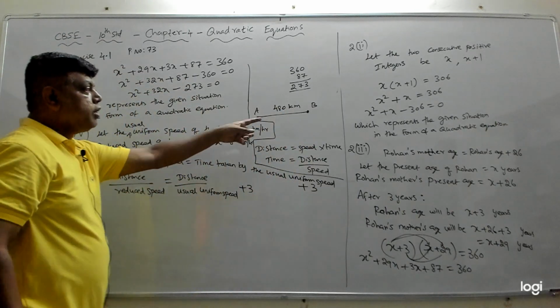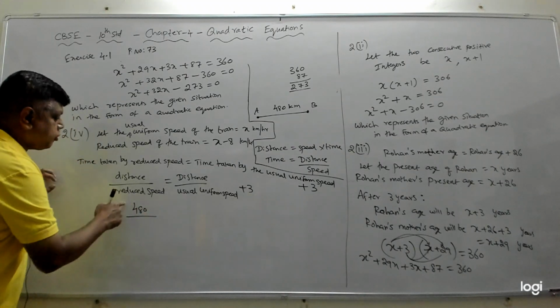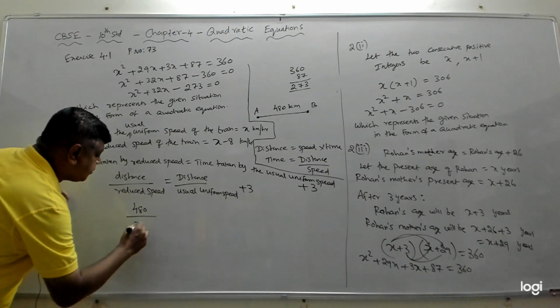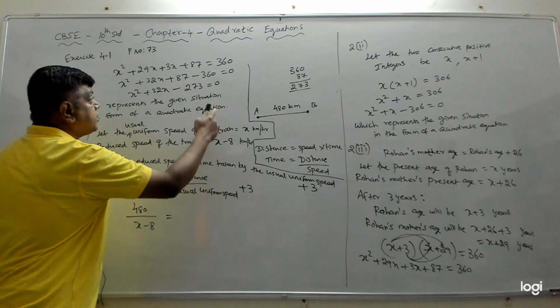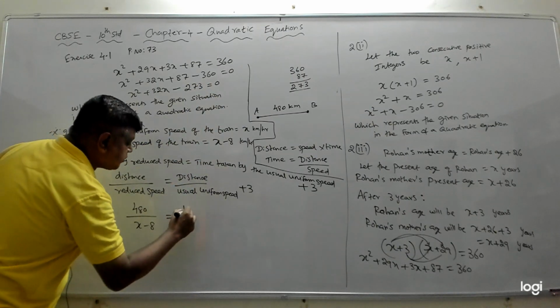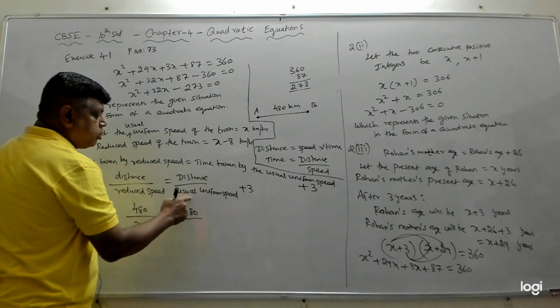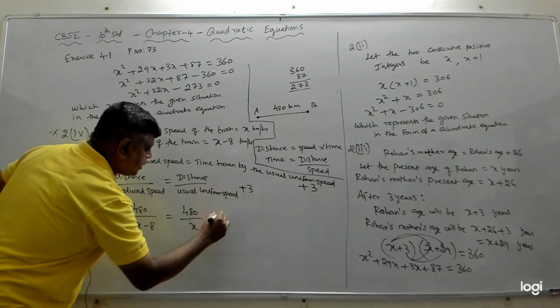But the distance of 480 kilometers is given in the question. So 480 divided by the reduced speed, which is x minus 8, is equal to the distance, again 480, since it is the same distance, divided by the usual uniform speed, which is x, plus 3.